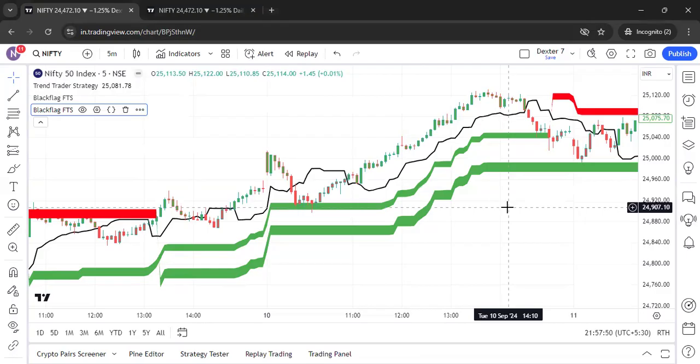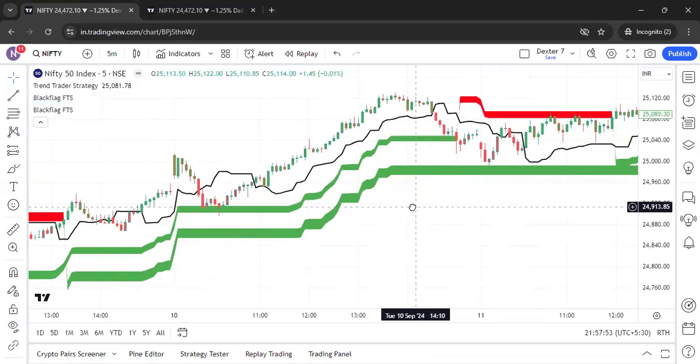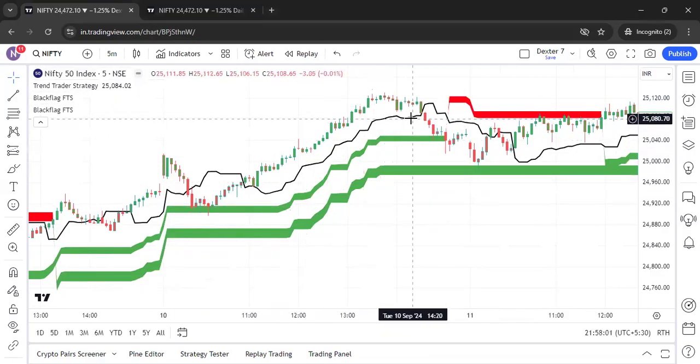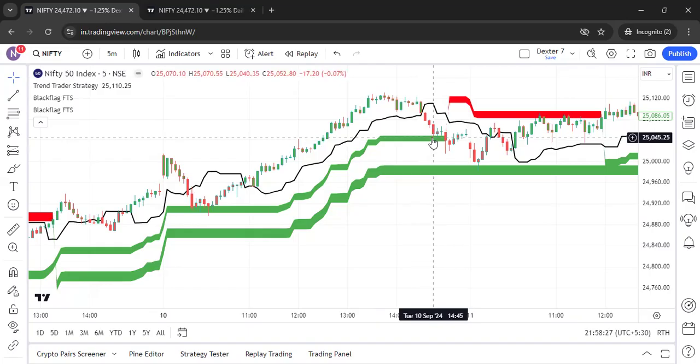Now let us see and understand how to use them. So how does it function? As far as trend trader strategy is concerned, which is depicted by the black line, once that line gets broken, let's say on the downside, let's take the first example on the sell side. If it gets broken on the downside, and if you have a black flag indicator below it, you would want to take a sell trade with a probable target near the first black flag.